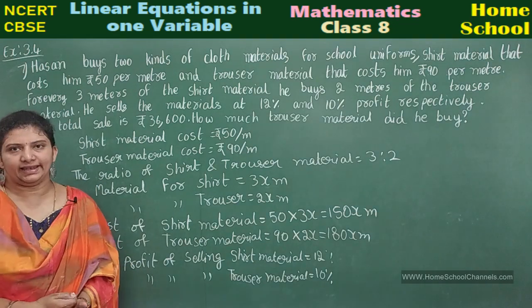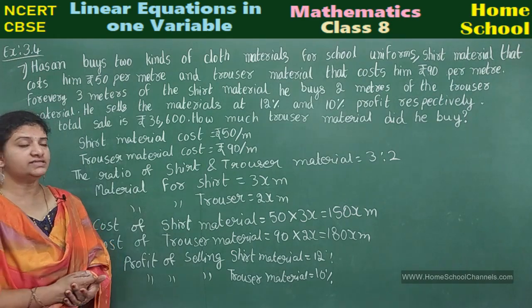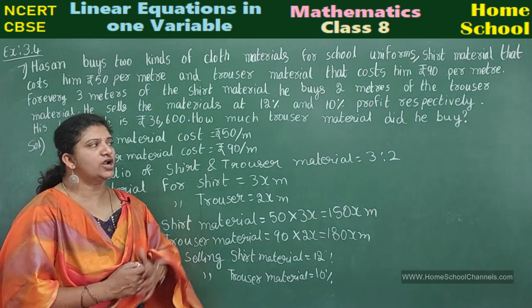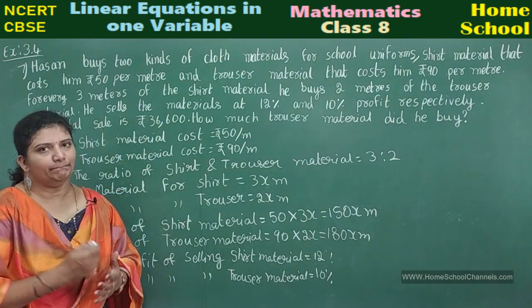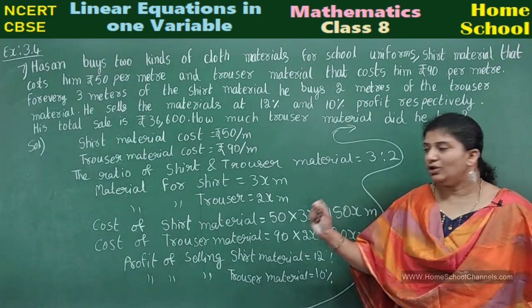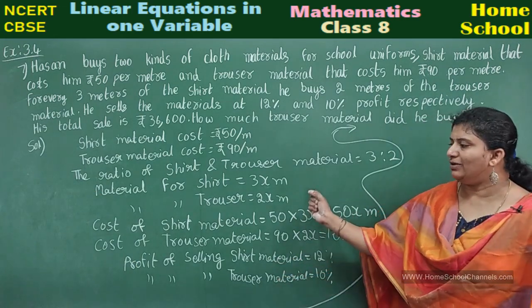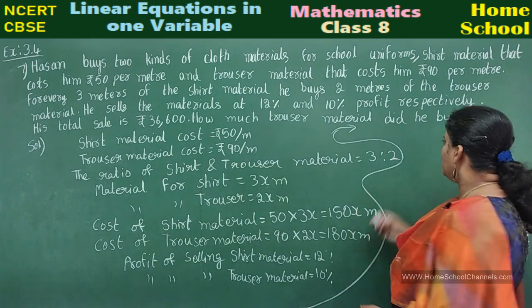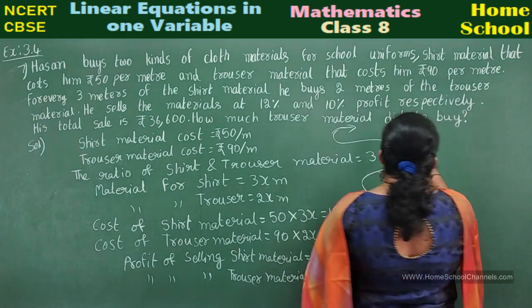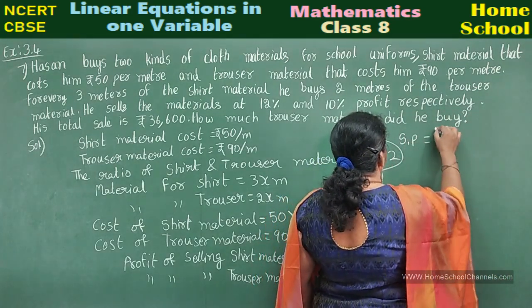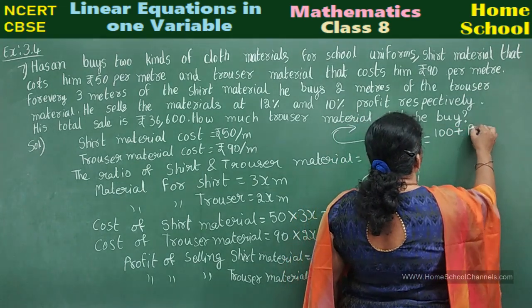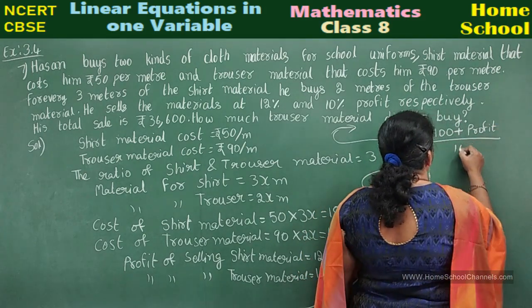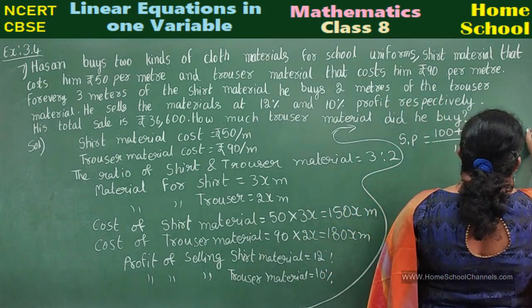His total sale is how much? 36,600 rupees. How much trouser material did he buy is your question. We know the profit, and we know the cost price. We need to find the selling price. Selling price, what is the formula? Selling price SP is equal to (100 plus profit) by 100 into cost price.